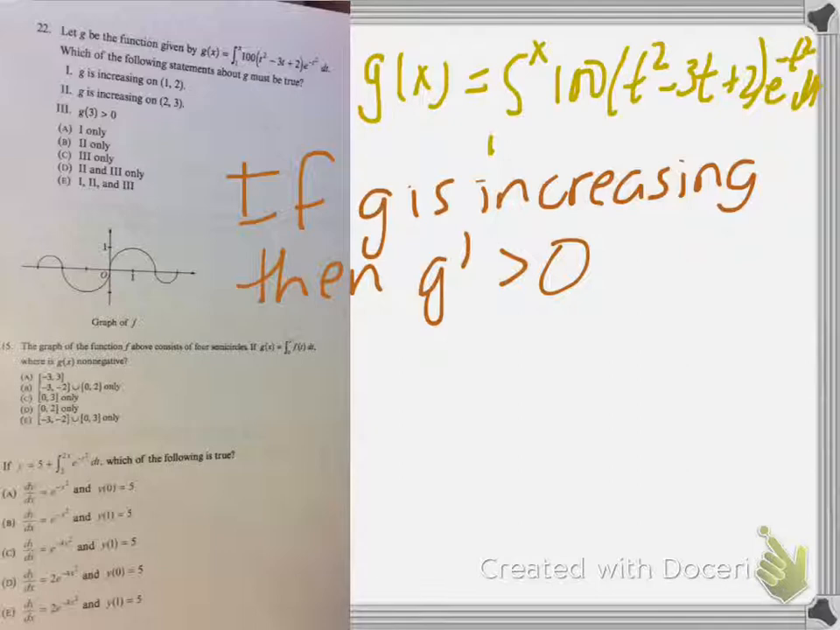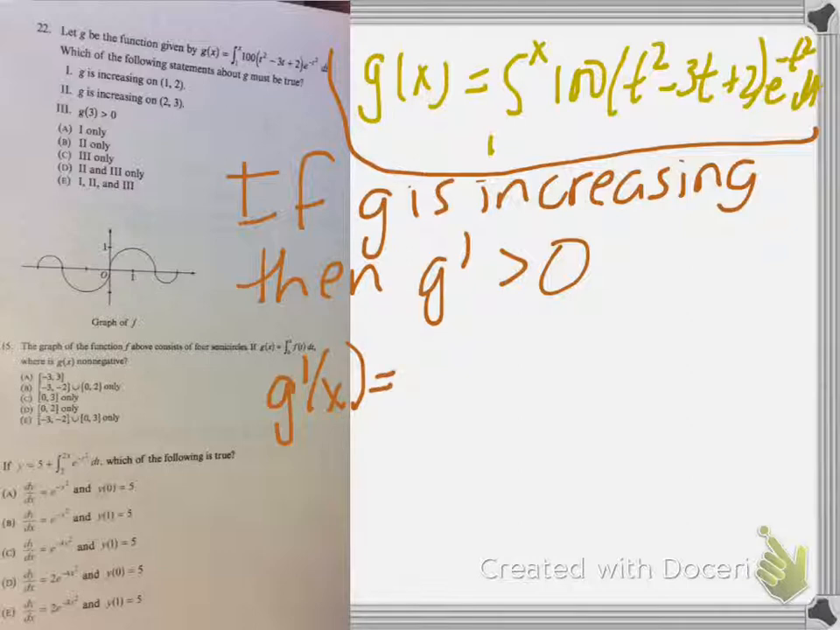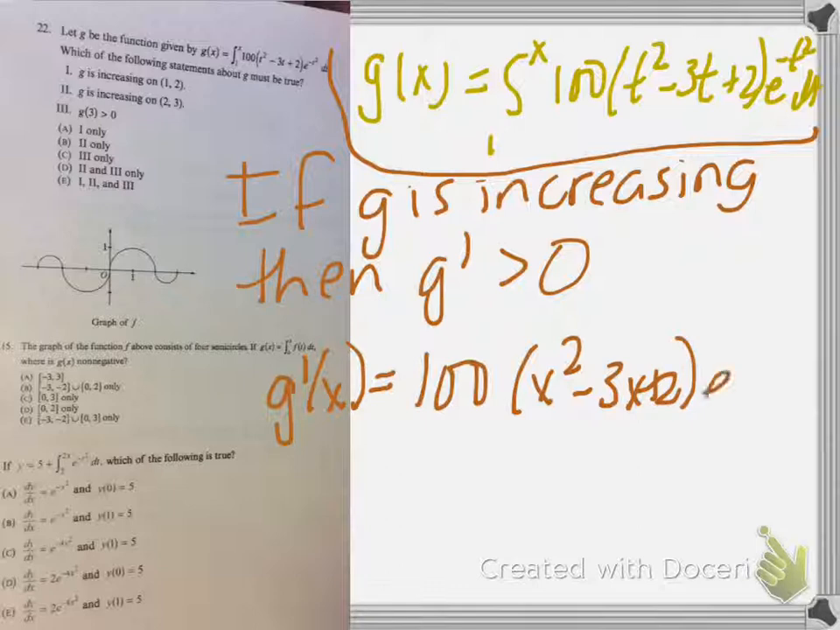Okay, so if you add a prime to each side of this thing up here, then it's just the second fundamental theorem of calculus, and you'll get that g prime of x equals 100 times x squared minus 3x plus 2 e to the negative x squared. Because what I did was I took this x up here and I put it in wherever there was a t.